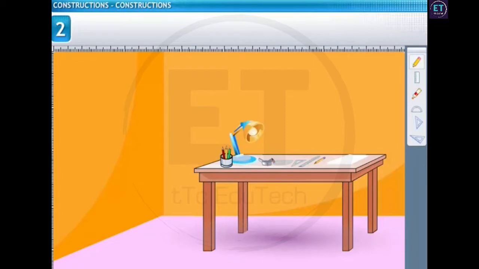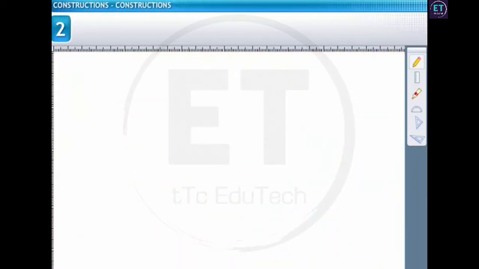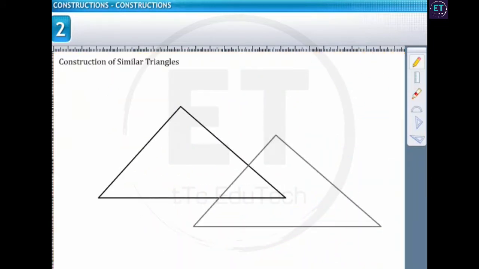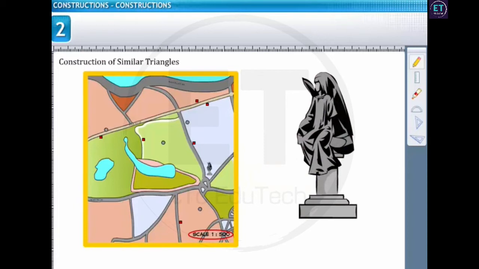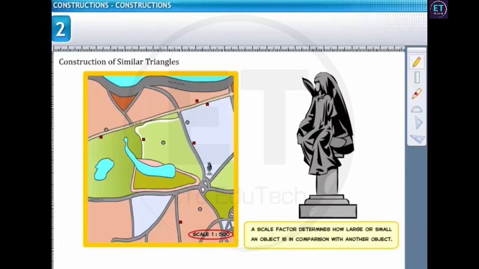Now, let us learn how to draw a triangle similar to a given triangle according to a given scale factor. But, what is the scale factor? You will find a scale factor on most maps. A unit of length on this map represents 500 units of actual length. You can also say that this map is 500% smaller than the actual place it shows. A scale factor determines how large or small an object is in comparison with another object.